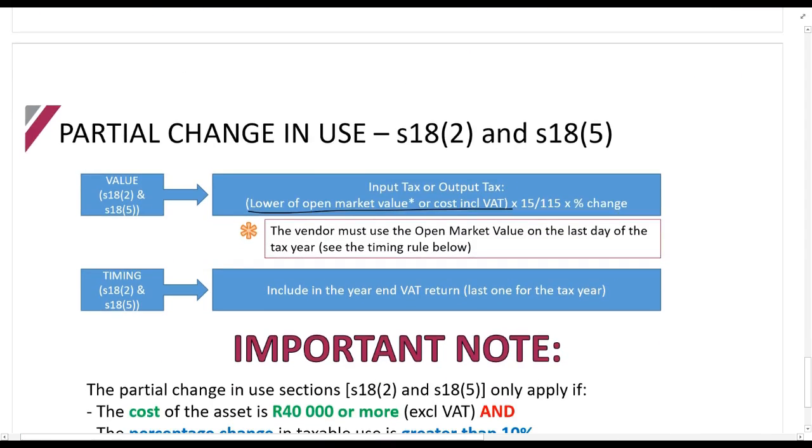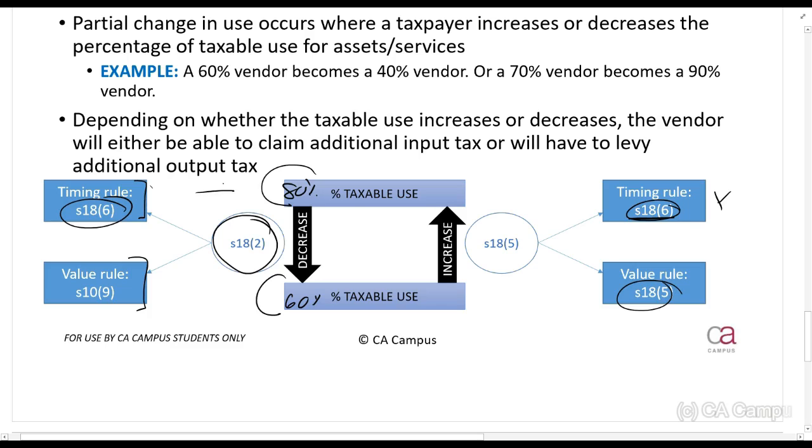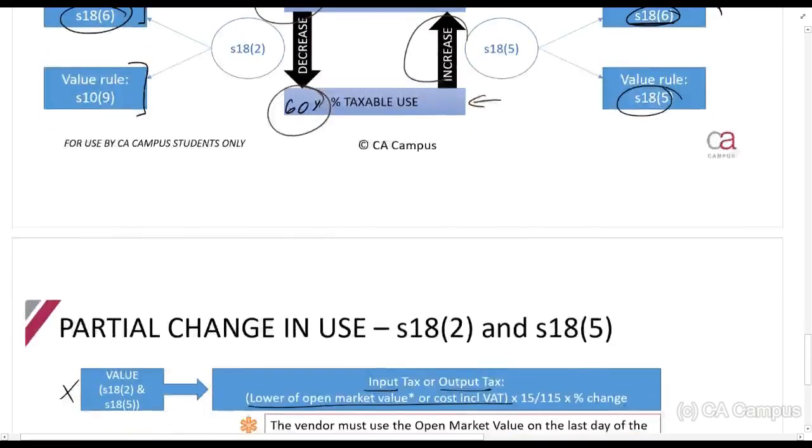So what do they tell you that you do? The value rule says you claim either input tax or output tax. Remember guys, you need to figure that out from the situation. So how do you know? So I'm going to discuss it again. 80%, 60%. So it goes from 80 to 60. So I claimed 80% input tax. I should have only claimed 60. So what am I going to do? I'm going to pay output tax to fix it. Right? Other way around, it goes from 60 to 80, so it increases. I only claimed 60% input tax. I should have claimed 80%. So what am I going to do? Claim more input tax. Right, so you have to figure it out like that.